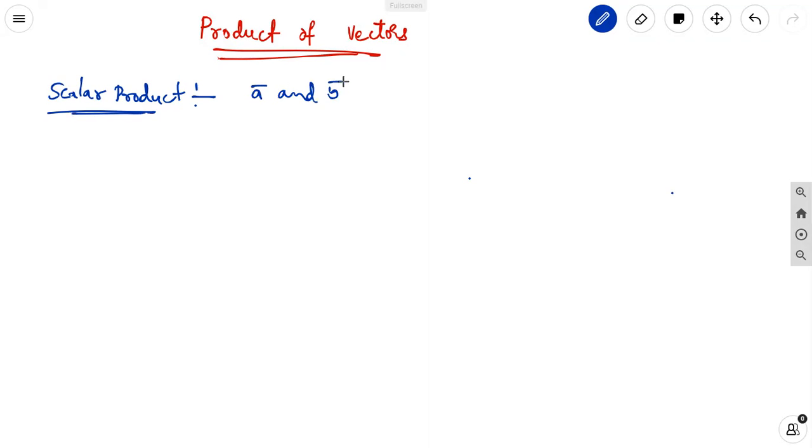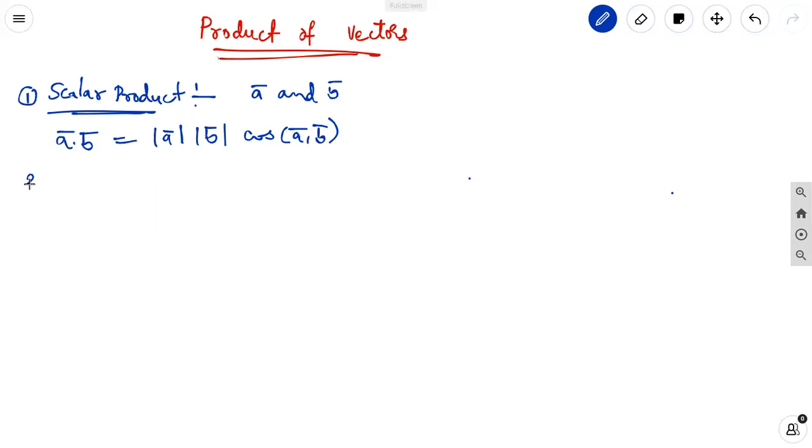vectors. Then the dot product between the two vectors is equal to modulus of A vector into modulus of B vector, and the angle between the two vectors, cos of A comma B. Then it is known as the scalar product or dot product of the vectors. Okay. That is the first point.